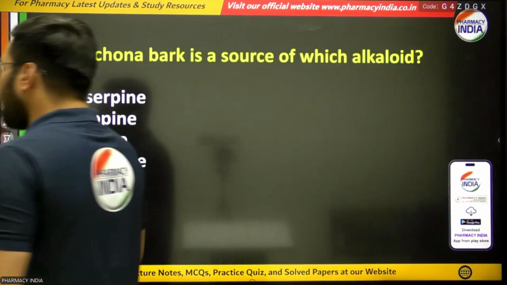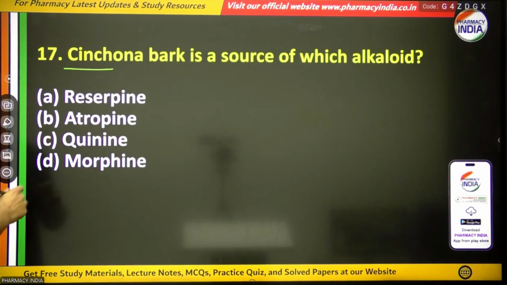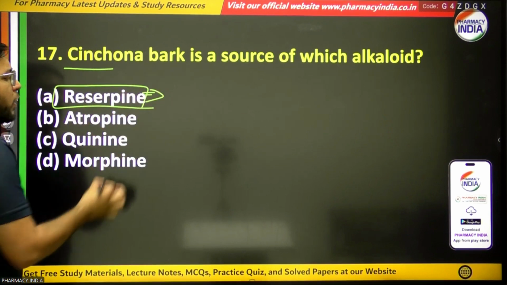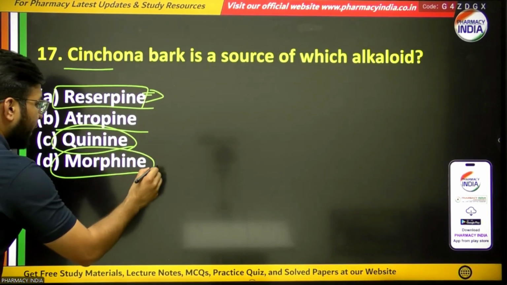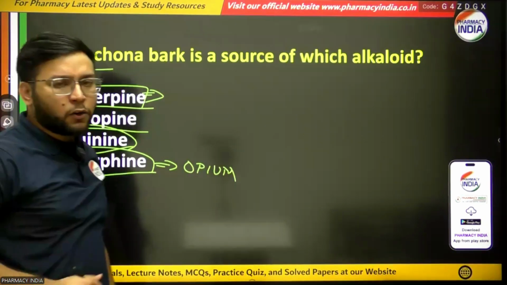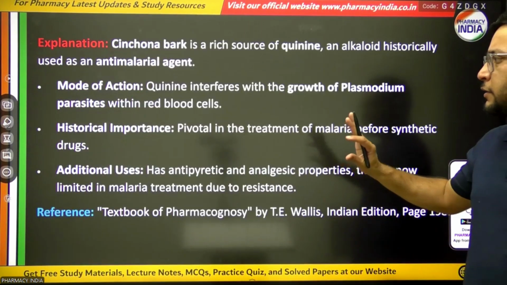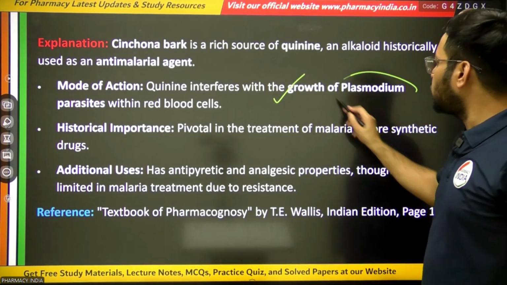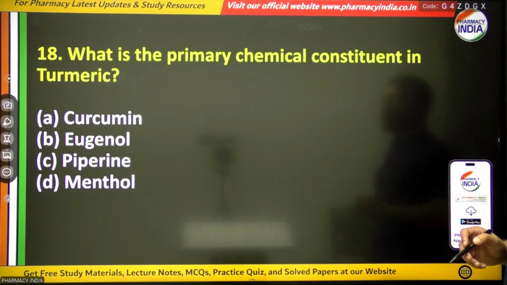Okay. Now coming on to the next question, cinchona bark is the source of what? Not reserpine. Reserpine is from the Rauwolfia, atropine from the belladonna. Quinine is the option. Morphine we will get from the opium. Quinine we are getting from the cinchona, and quinidine also, as we have studied in earlier questions. So this is a simple question. The mode of action: quinine is an anti-malarial, and it interferes with the growth of plasmodium parasites within the RBCs. Okay. Now coming on to the next question.